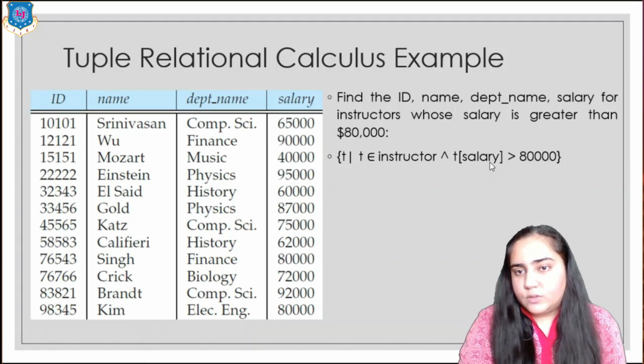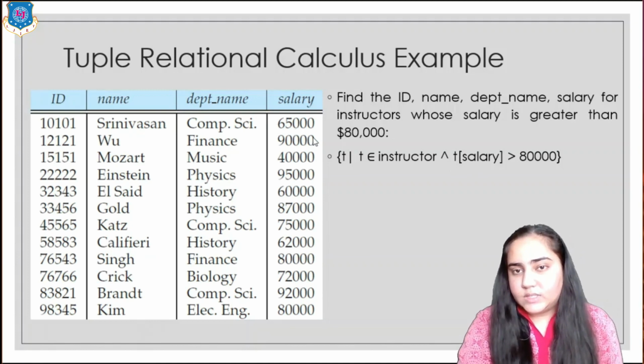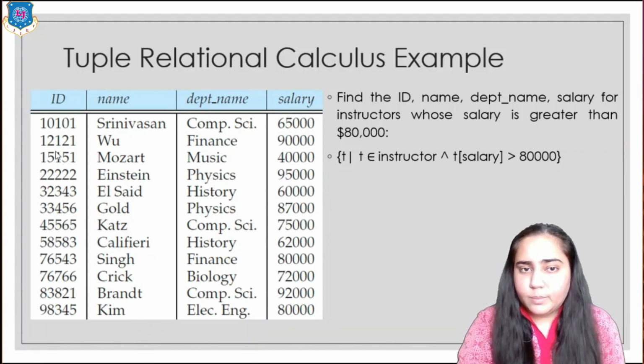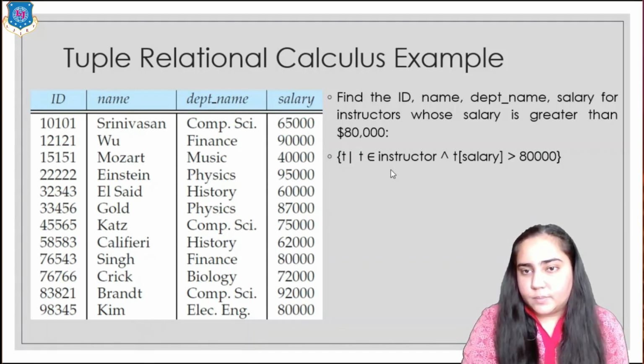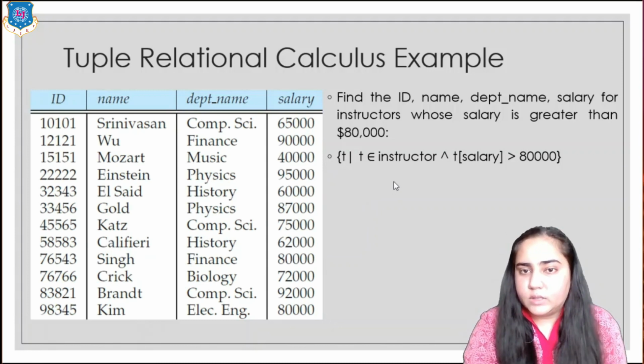And the second part is also something that needs to be checked. So T of salary, which means for the first row, what is the salary? The salary is 65,000, which is not greater than 80,000. And so the first row is discarded. But what about the second row? The next time this is applied on the second row, and T is equal to this second row. And once again, the first condition is satisfied because T does belong to instructor. And also the second condition, which is T of salary greater than 80,000, is also satisfied because the salary is 90,000. So the second row is produced in the result.